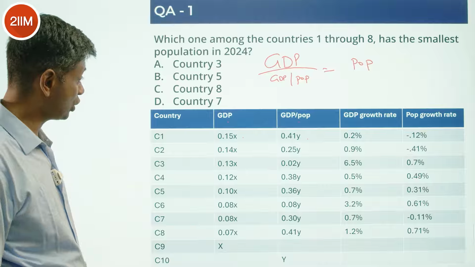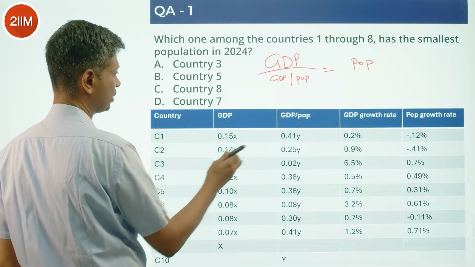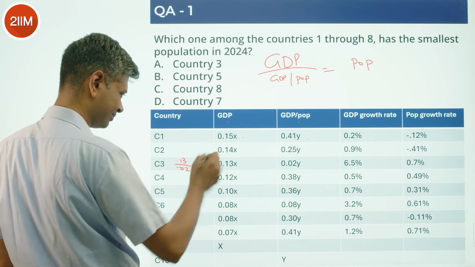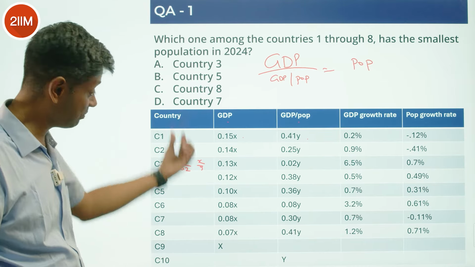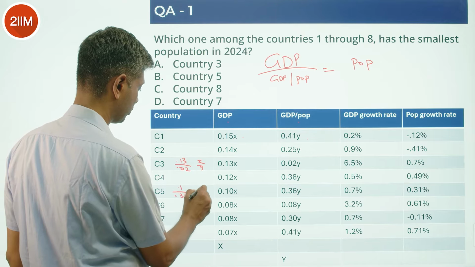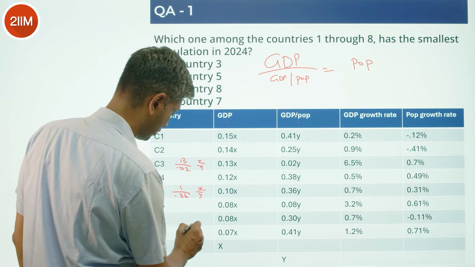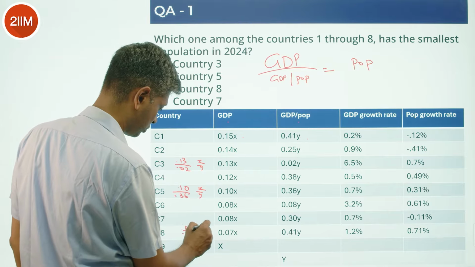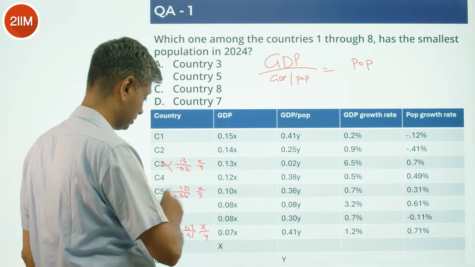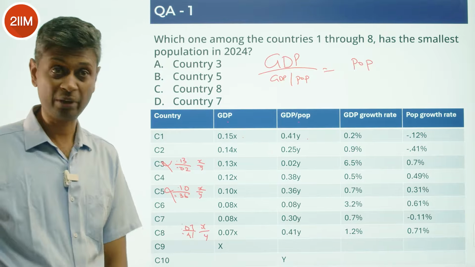Which of the following has the smallest population? Country C3, 0.13 by 0.02, that is GDP by GDP per capita, x by y. X by y is going to be the same fixture throughout. Country 5, 0.1 by 0.36, x by y. Country 8, 0.07 by 0.41, x by y. Straight away, that is 13 by 2, this is 10 by 36, 7 by 41, lower numerator, higher denominator. So far this is the smallest, 7 by 41.